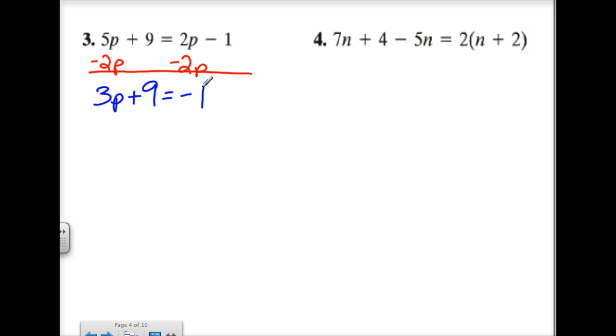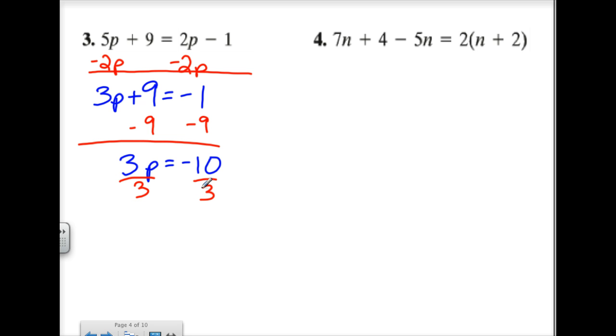And now I have a two-step equation again. Subtract 9 on both sides. 3p equals -10. It's 3 times p, so I'm going to divide. P equals -10/3. You could write it as the same thing as -3 1/3 or -3.3 repeating. Both are the same. Number 4, use the distributive property again and combine like terms.